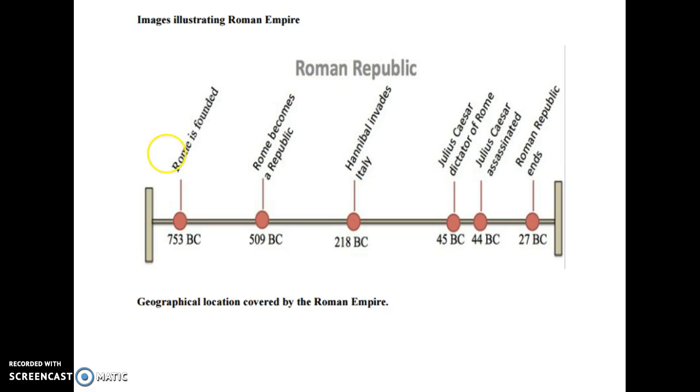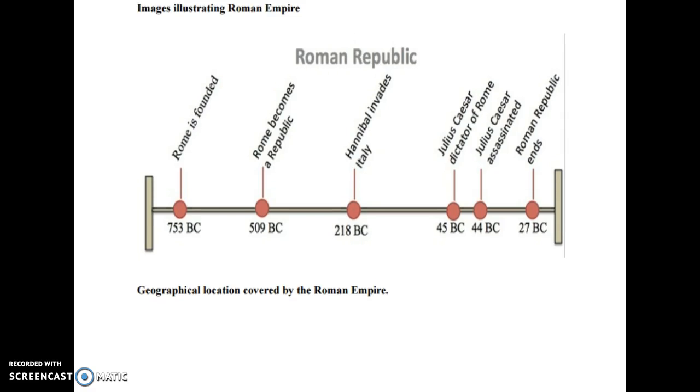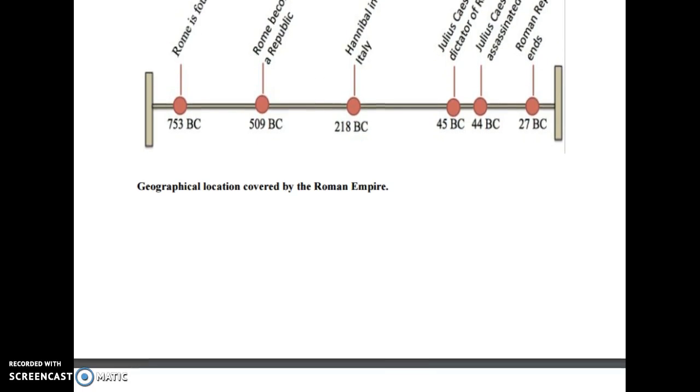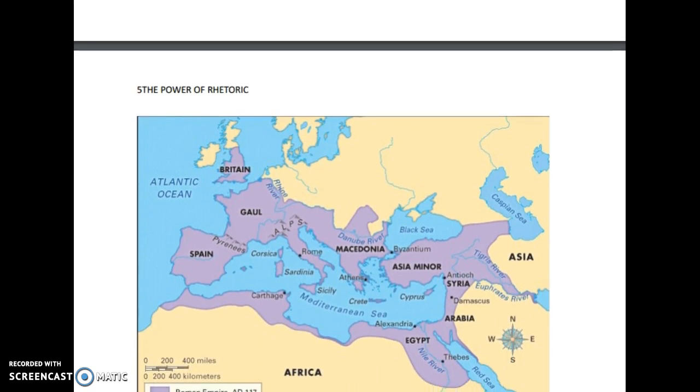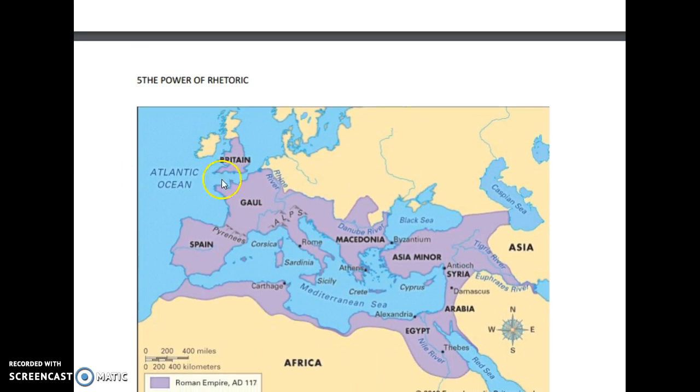Here is a timeline of the Roman Empire from 700 BC up to 27 BC, with all the events and activities that were happening. But this is just a summary. And then the geographical locations covered by the Roman Empire. It's good to understand the area of geography that was covered by the Roman Empire, as it's clearly seen: all of Europe and parts of Asia today, where Syria is, and also the Middle East, and areas like Egypt in Northern Africa.